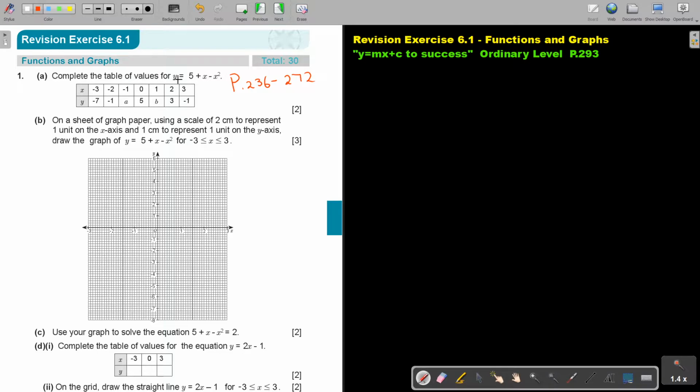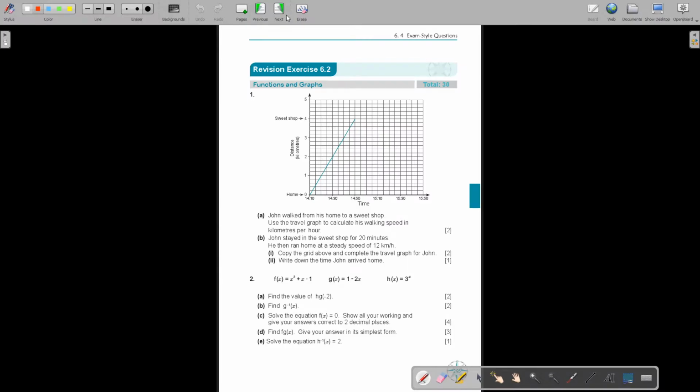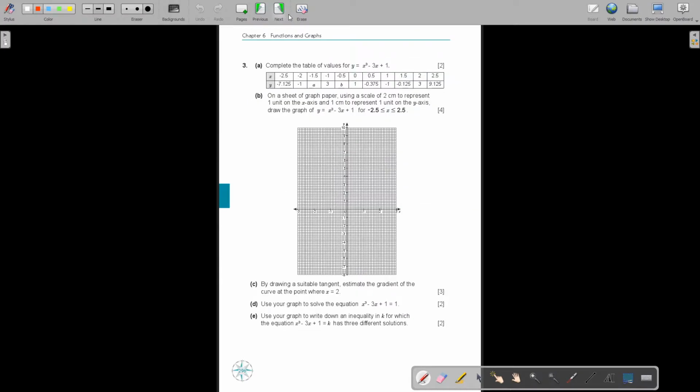So complete the table of values. Now stop there. This is a what equation? This is a quadratic equation. And now I want to go to the summary. Please work at that summary. It's really going to help you.